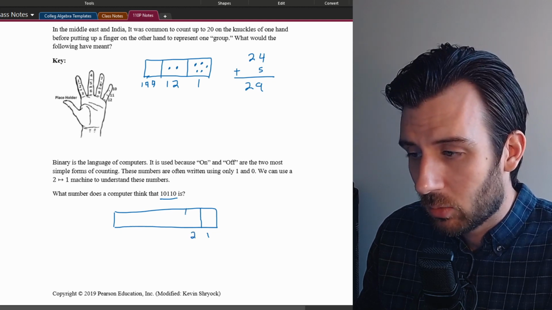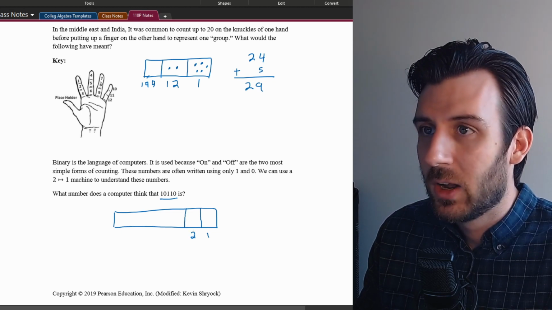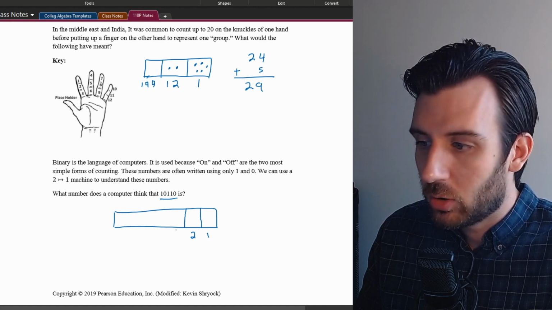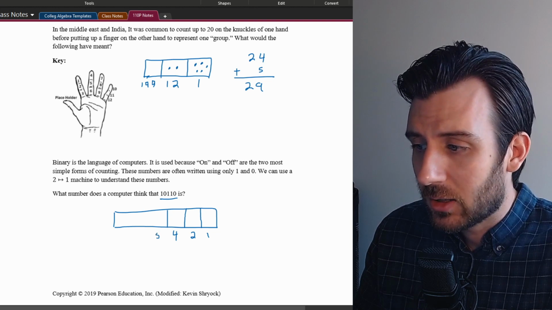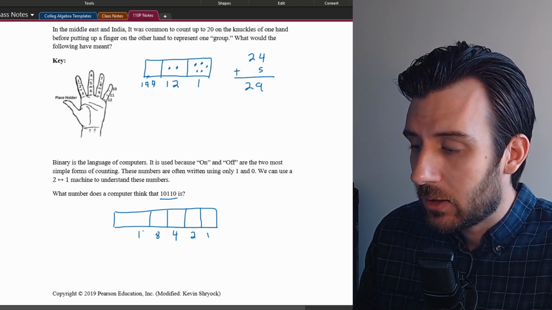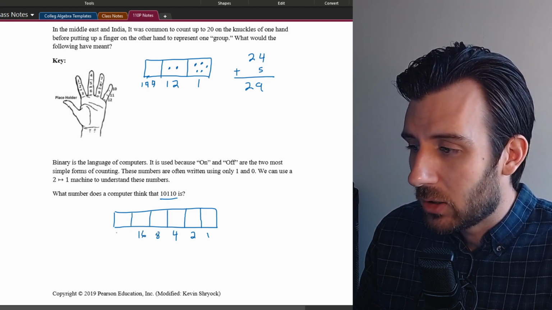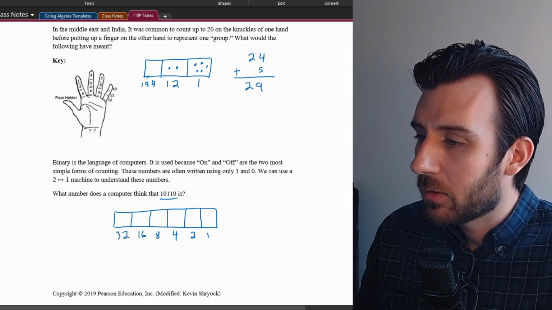So I guess the next box would be representing 2 groups of 2, and then I could explode 2 groups of 2 to get to the next one. I guess that would be 4, and then I could explode 2 groups of 4 to get 8, and then I would have 16, and I would have 32. Let's see if we need all of them or not. Okay, let's now put our number in there.